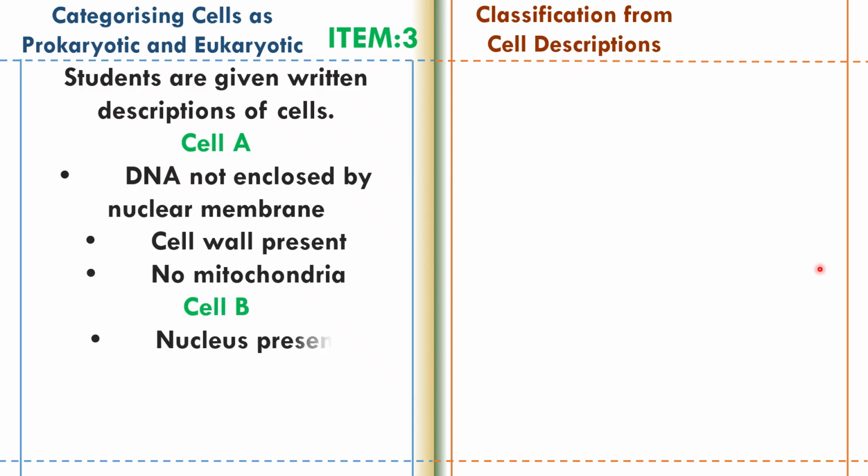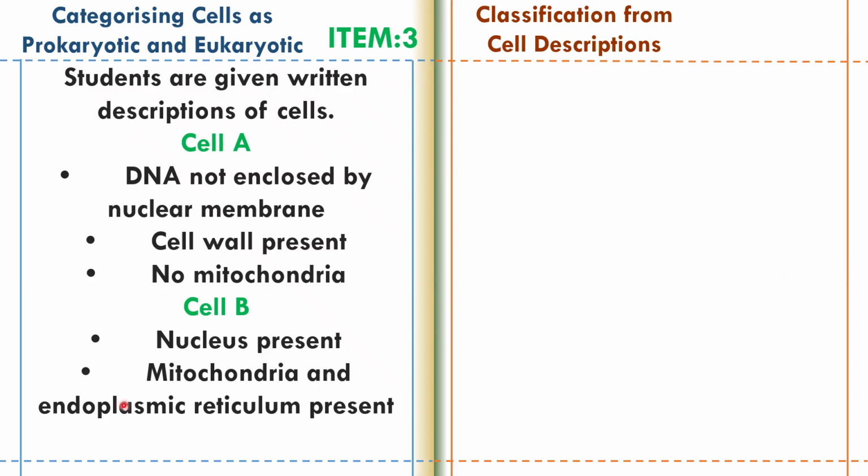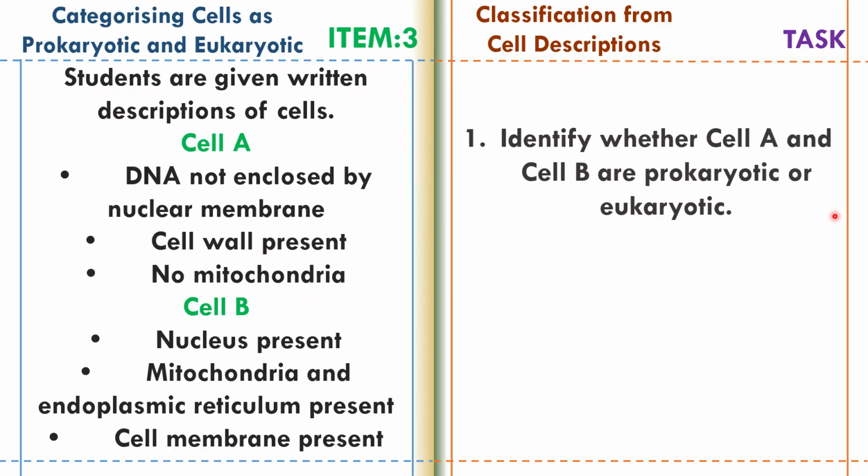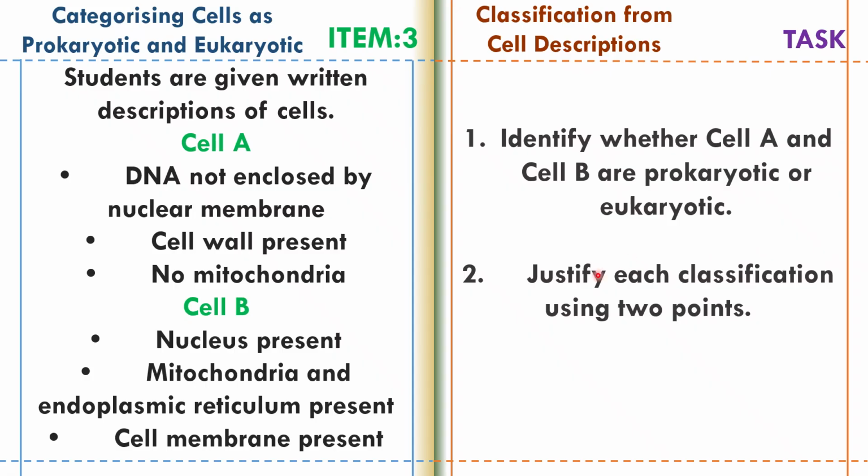Cell B: nucleus present. Mitochondria and endoplasmic reticulum present. Cell membrane present. Task: identify whether cell A and cell B are prokaryotic or eukaryotic. Justify each classification using 2 points.